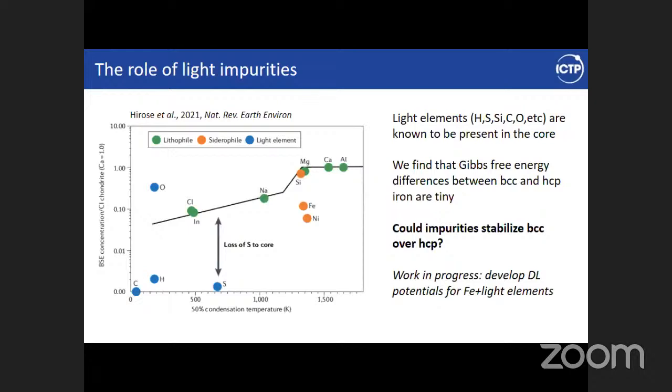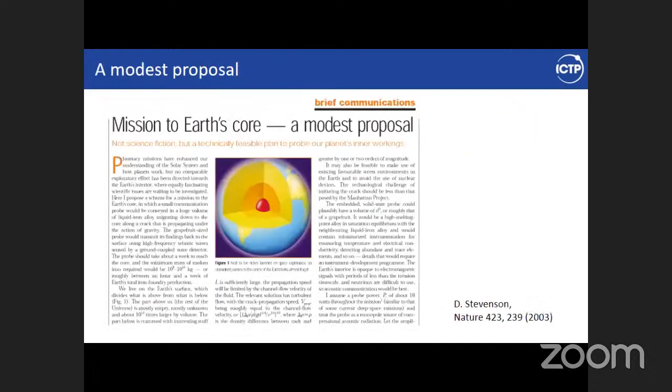What we know, however, is that in the core, it's not just pure iron. There are also a number of light elements, like hydrogen, sulfur, silicon. Considering that the Gibbs free energies in the pure system between BCC and HCP are extremely close, we believe that impurities could actually change the stability of the two phases and make BCC more stable, and therefore explain the seismic data. So now we're trying to extend our deep learning potential to include also the light elements, to see how they affect the thermodynamic stability of the two phases.